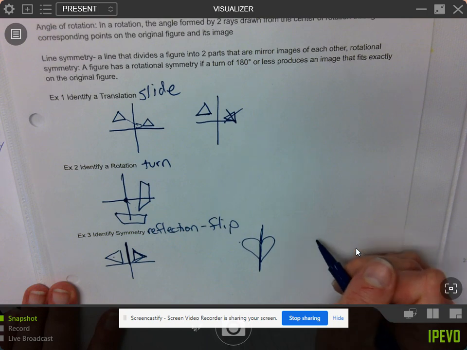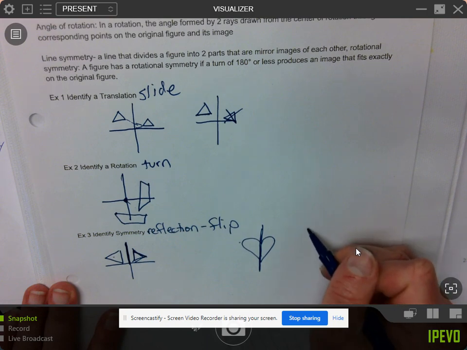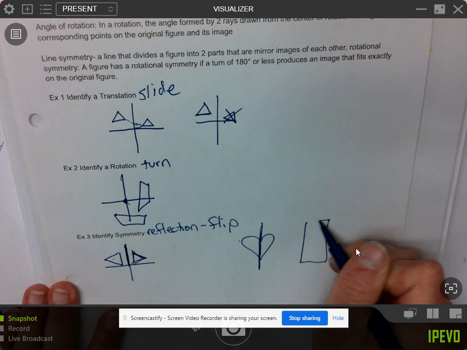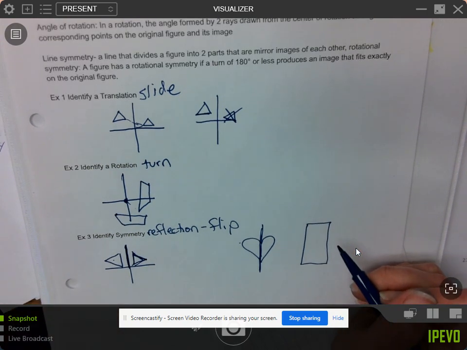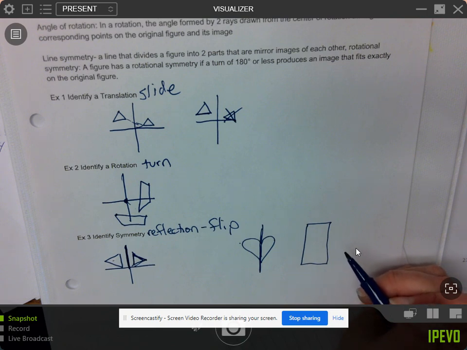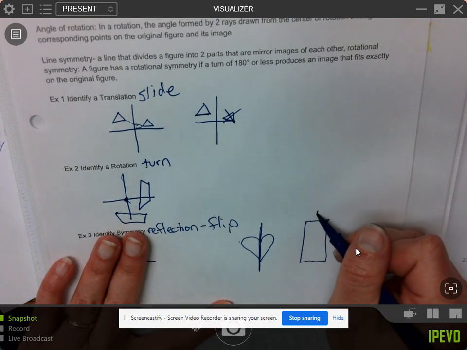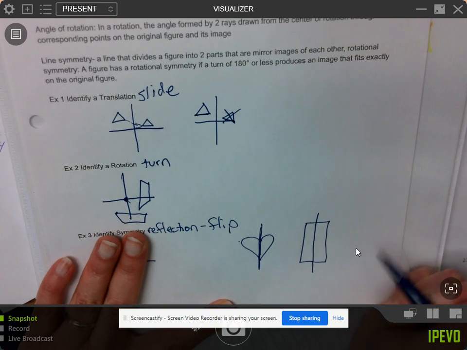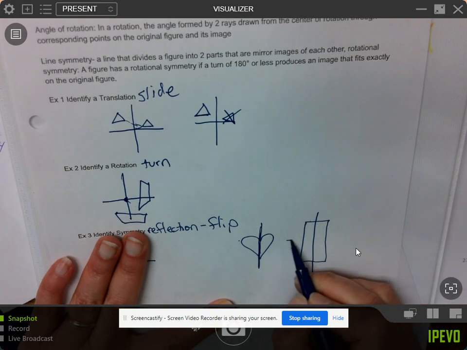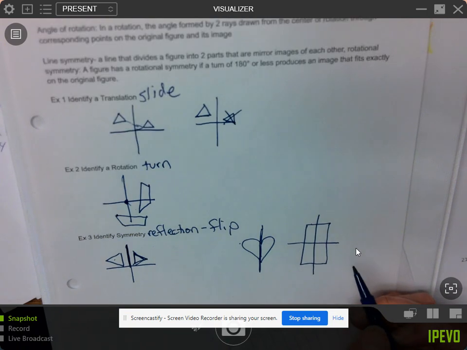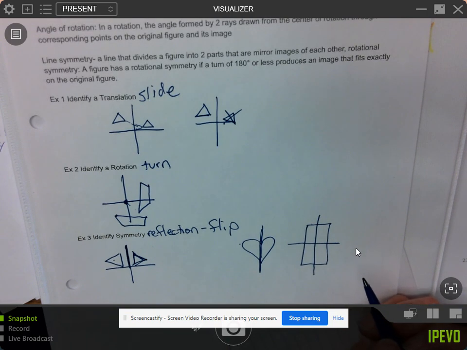If we had a rectangle, where would my line of symmetry be? Is there just one line of symmetry, or can we have more? You can have more, because a rectangle, you could have that line of symmetry going up and down. You could also have it going across. You can have more than one line of symmetry.